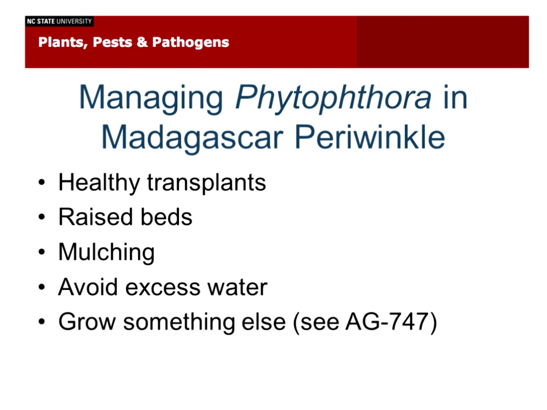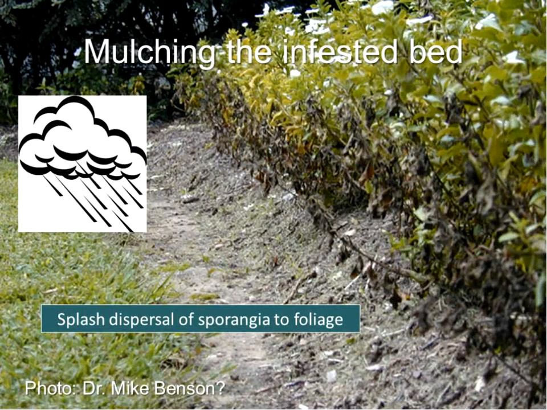And the reason for mulching here, this is a slide that I inherited from my predecessors, and not sure if the photo was Mike Benson's or whose it was, but you can see all of the blight in the lower canopy of the vincas where the water, driving rain, or irrigation has splashed the sporangia out of the soil and onto the foliage where infection occurred.